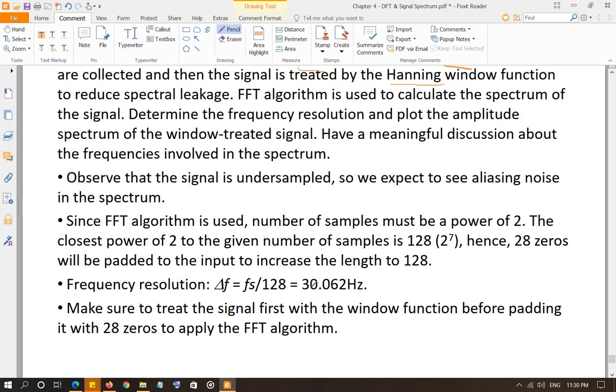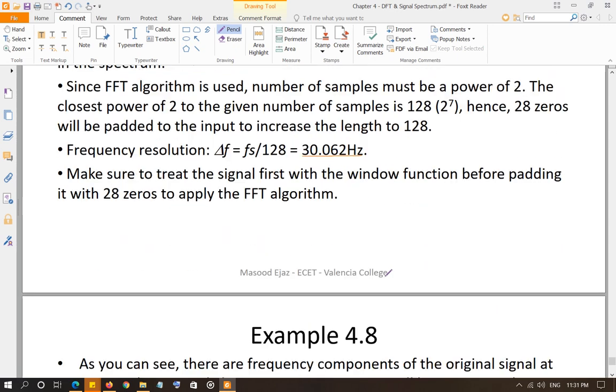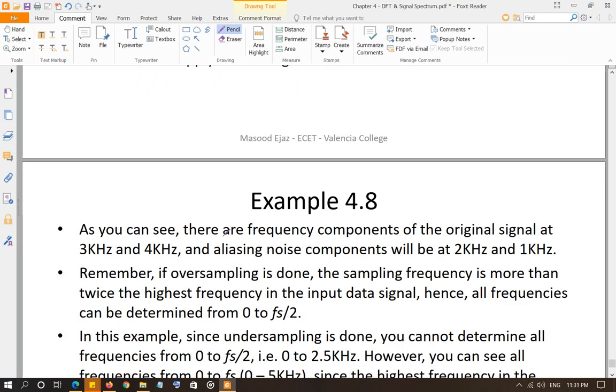All right. So first, your frequency resolution. The closest power of 2 above 100 is 128, 2 to the power 7. So using that, padding with zeros to 128 points, we get delta F equals Fs over 128. And this is where I explained which components are going to be there. Aliasing frequencies will be here. These are the original components.